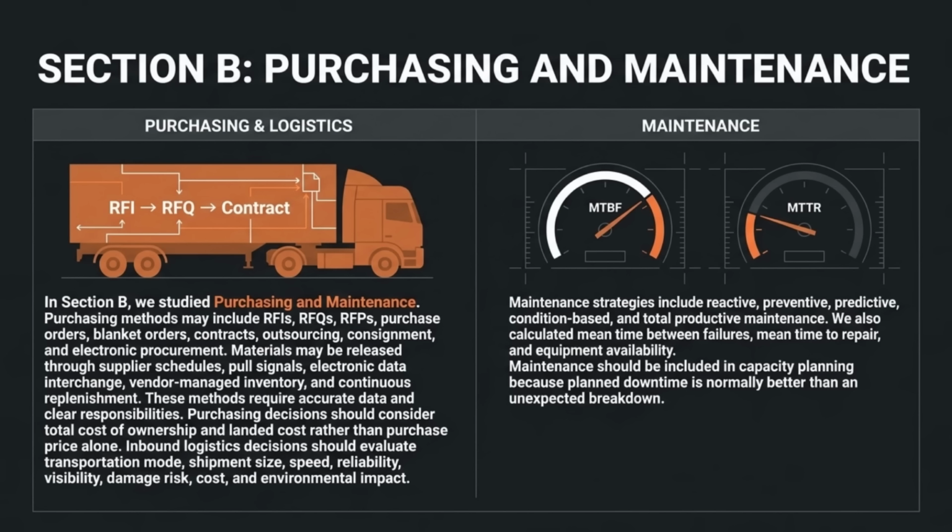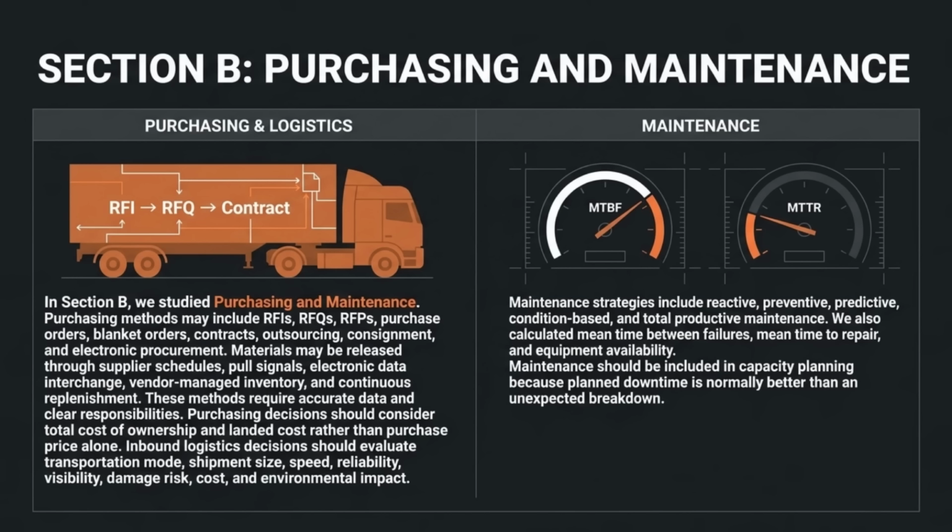Purchasing methods may include RFIs, RFQs, RFPs, purchase orders, blanket orders, contracts, outsourcing, consignment, and electronic procurement. Materials may be released through supplier schedules, pull signals, electronic data interchange, vendor-managed inventory, and continuous replenishment. These methods require accurate data and clear responsibilities. Purchasing decisions should consider total cost of ownership and landed cost rather than purchase price alone.